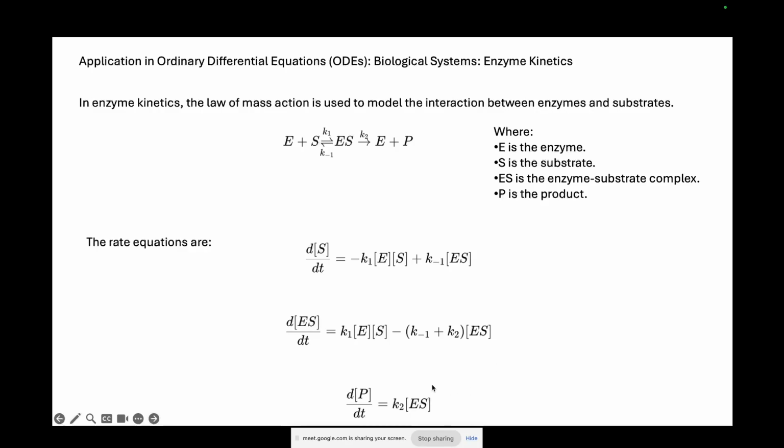So just to keep in mind, the second equation, the rate of change of the enzyme substrate complex, depends both on the formation of the product, and also there is an equilibrium here where ES is also getting broken down into the enzyme and the substrate. So both of the rates you have to consider as it is done here.